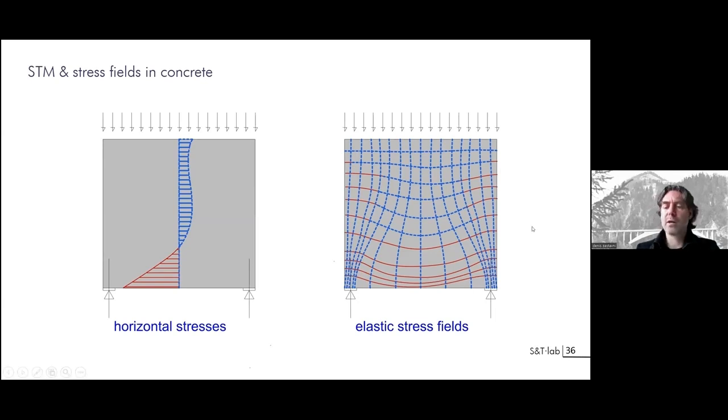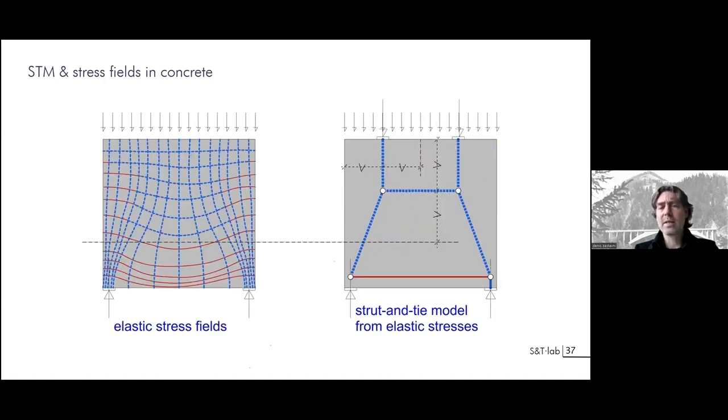You see compression direction in blue trajectories, and red trajectories below, and you will be replacing the red in the second step with tension bars made of steel. So this is what is made here with a strut system replacing all the trajectories in blue, and the red trajectory will be the tie that you have to provide to your system to sustain forces.